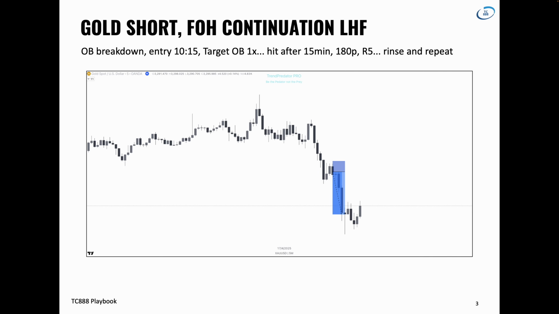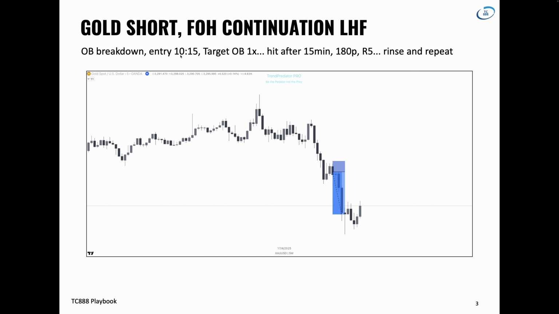So what was the trade? It was a gold short trade, fake out high, continuation, low hanging fruit in my terminology. You see here how price traded into the New York session, and then I took a continuation here into third hour. This is my journal entry, so it was an open box breakdown. I will explain what that is.